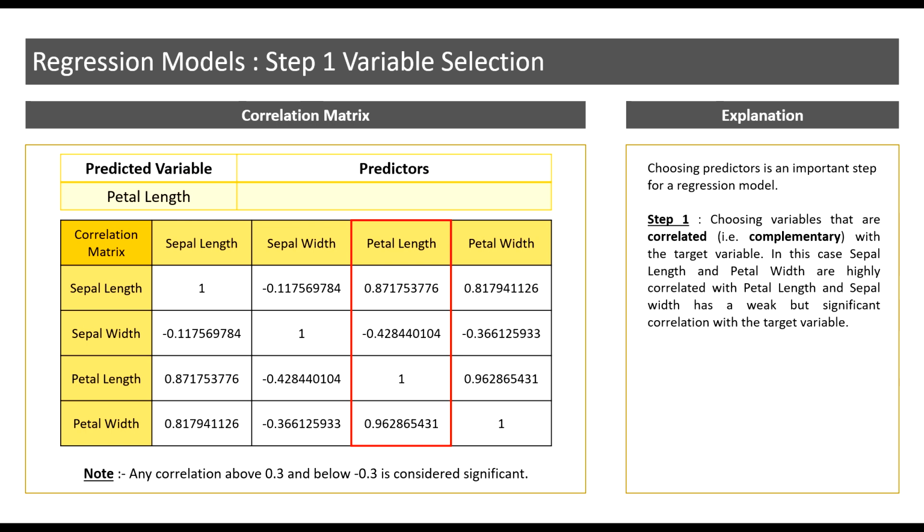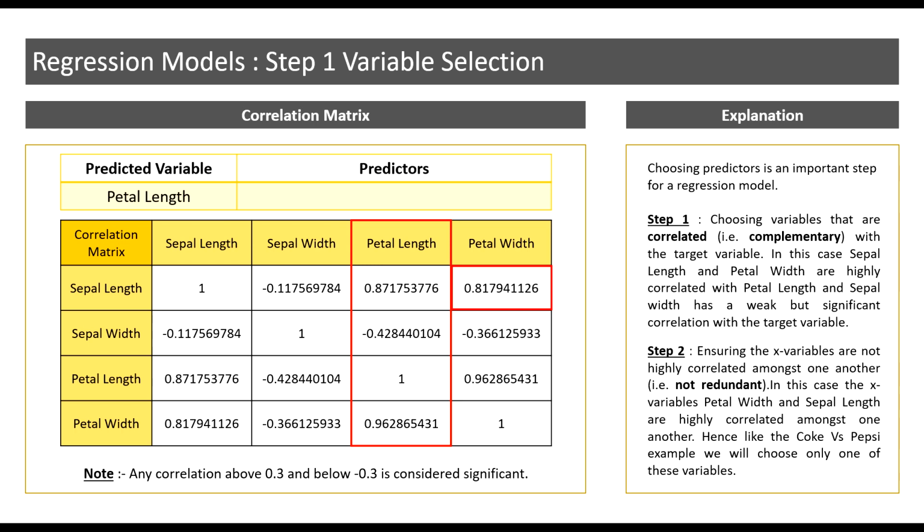Recall that any correlation above 0.3 or below minus 0.3 is deemed to be significant. Here, we also observe that sepal width has a correlation of minus 0.42. Since that is below minus 0.3, we conclude that sepal width has a weak but significant correlation with petal length.